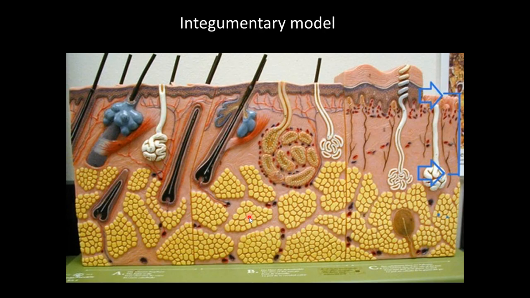The intramuscular, within the muscle, those hurt a little more. All right, so the next one on the list is the sebaceous gland. The sebaceous gland is the oil gland associated with the hair.